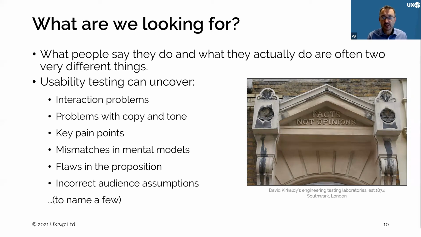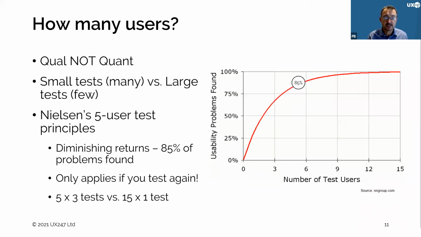How many users are we interested in testing with? Well, this changed quite a lot. Actually, when Jakob Nielsen wrote his book, this graph was written with 8 users at the point of 85%. And as you can see now, it's hovering around the 5 users. This is the bottom axis here where we've got number of test users. And that was really Steve Krug in Don't Make Me Think. He said 5 users was enough.